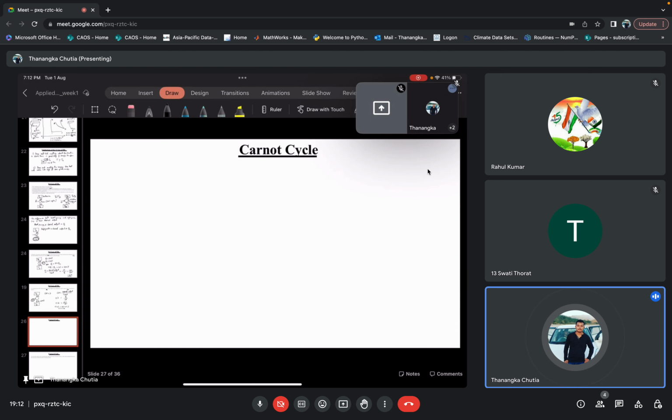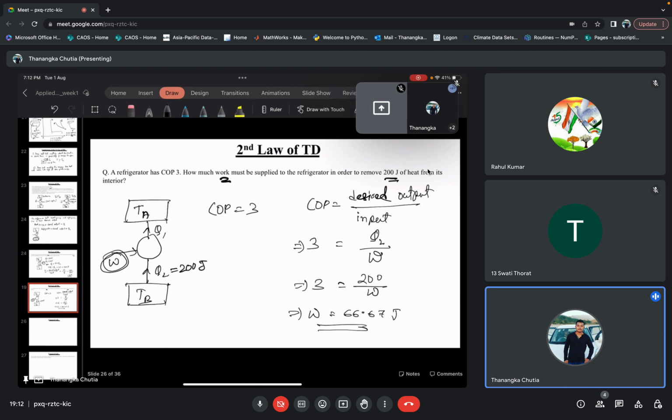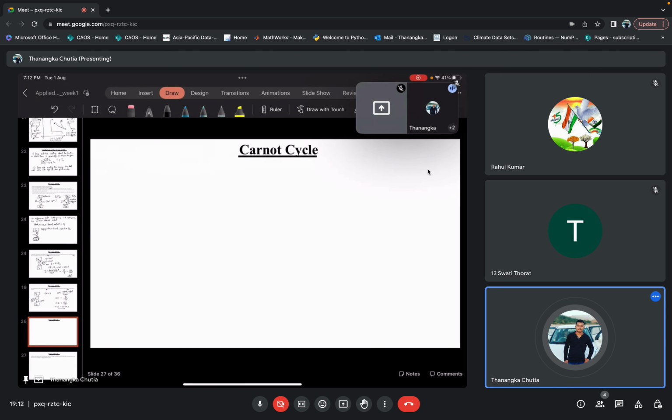Okay, so then let's move on. Now, whatever we are doing is fine, but we all know that every engine, or everything, has its limitation. It cannot cross certain limits. Okay, and that limit is bound by the Carnot cycle, Carnot heat engine and Carnot heat pump or Carnot refrigerator.